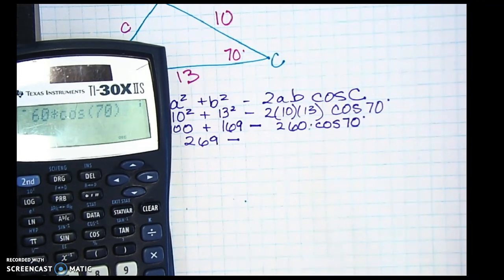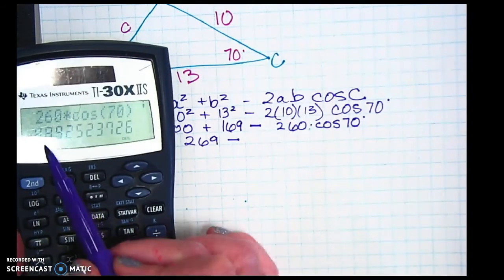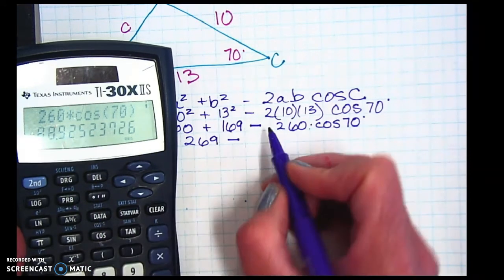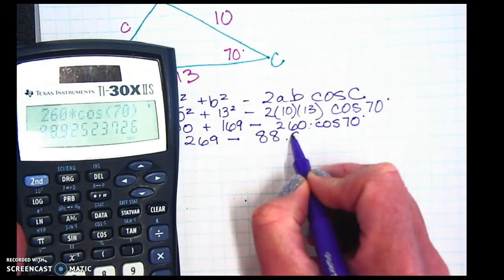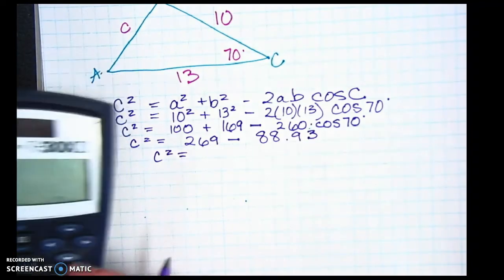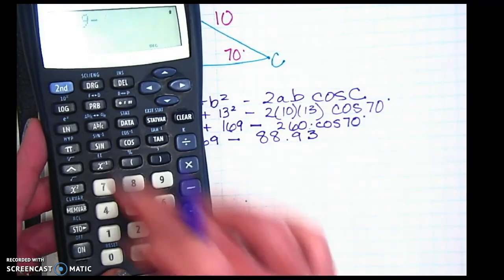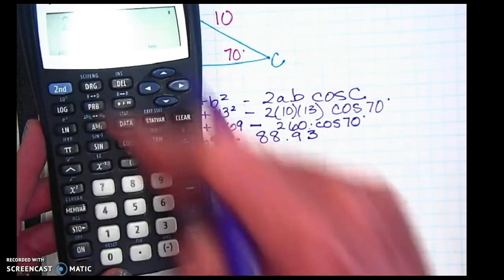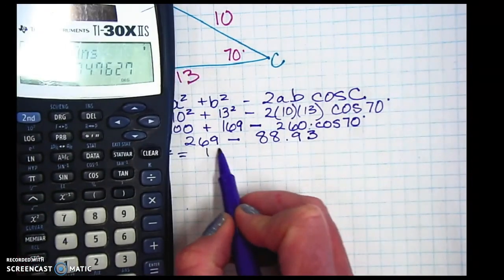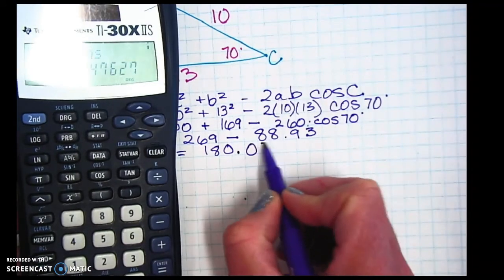So do it on a calculator, and it's going to get you this decimal. Let's round it to the nearest hundredth. So right now I have 88.92, but there's a 5 next to it, so I'm going to go 88.93. And then for C squared, I'm going to subtract that. So I'm going to say 269 minus, and then the previous answer should still be in there. I've got 180.07. There's a 4 next to it, so it stays.